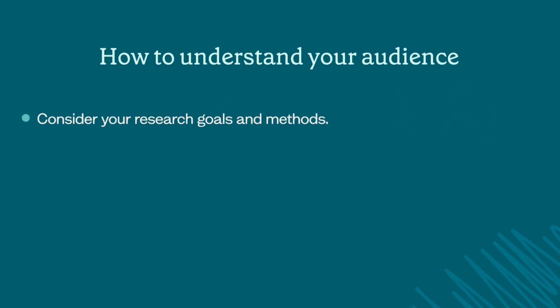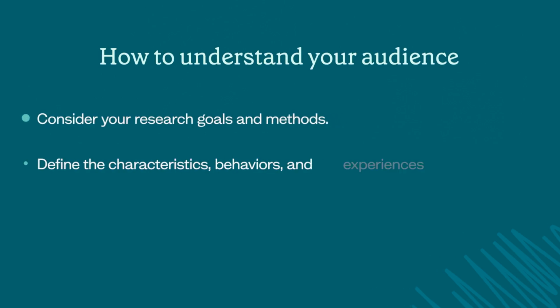To find the right people for your study, you need to know who you're looking for. Think about your research goals and the methods you'll be using. Then define the characteristics, behaviours and experiences relevant to your study. This will help you find the people who are most likely to be interested in your study and who can give you the information you need.